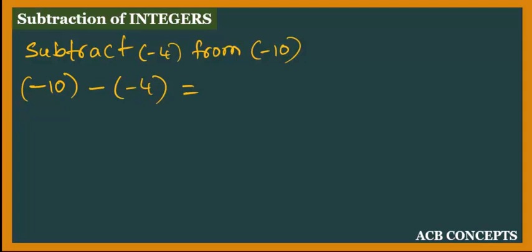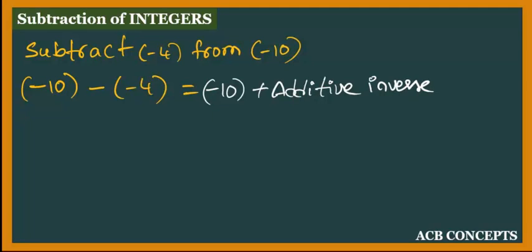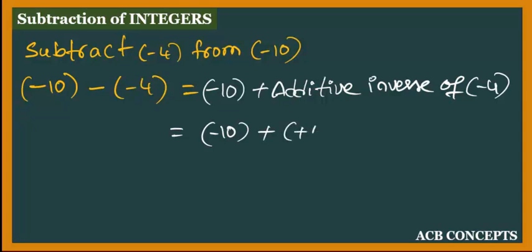I am writing minus 10 as it is, and instead of minus what do you have to write? Just write plus the additive inverse. The additive inverse of minus 4 is plus 4. So minus 10 plus 4. Integers of different sign: put the sign of the bigger number, minus, and write the difference, 6. Minus 6 is the answer.